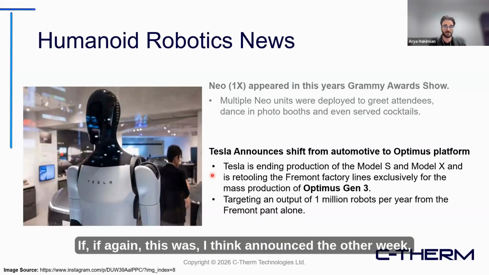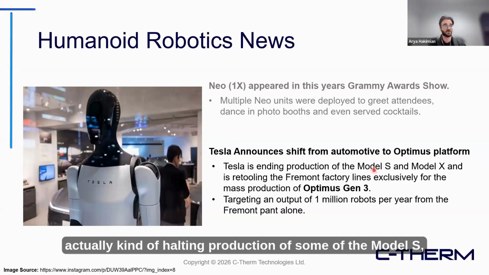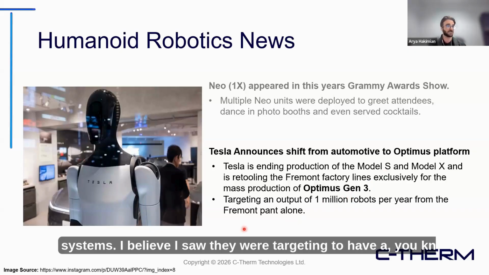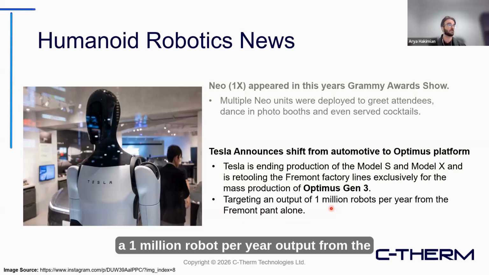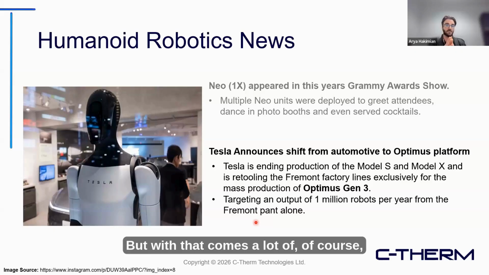Some other news, announced I think the other week: Tesla is doing a big shift in some of their main production facilities, halting production of some of the Model S and X systems in favor of focusing on the Optimus Gen 3 line of robotic systems. I believe I saw they were targeting a 1 million robot per year output from the Fremont plant alone. So there's clearly a big focus and drive going into these systems. But with that comes, of course, design optimization, which revolves around material testing.